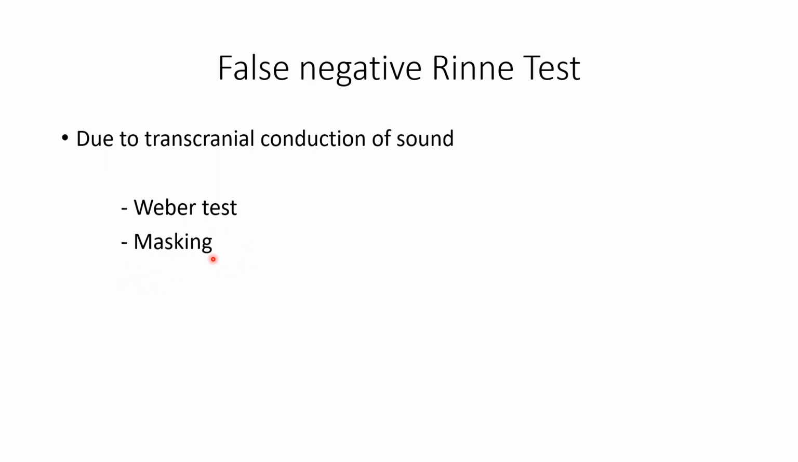And the second method is by masking. So whenever we are doing any bone conduction study, we mask the opposite ear so that it does not interfere with the hearing evaluation of the test ear. So by these two methods, we can find out whether the Rene is actually negative or it is false negative.